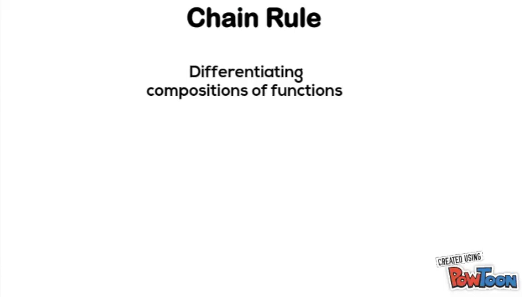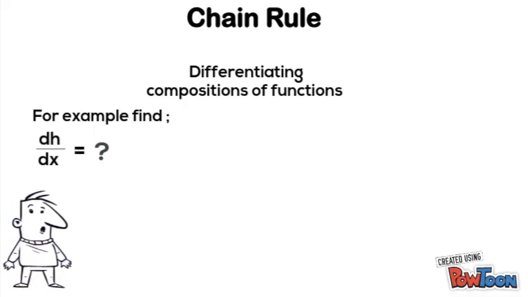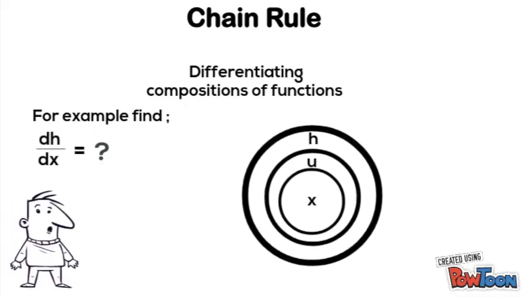Now we're going to look at the chain rule. The chain rule is the rule for differentiating compositions of functions. For example, find dh/dx. Using the chain rule, dh/dx equals dh/du times du/dx.